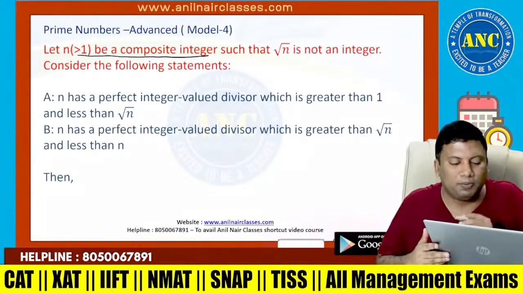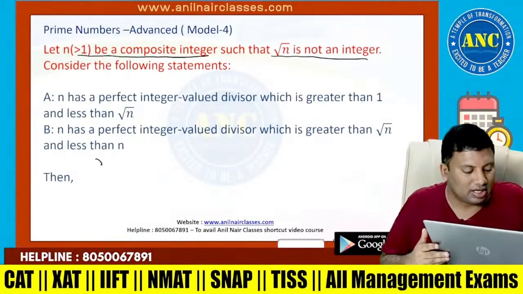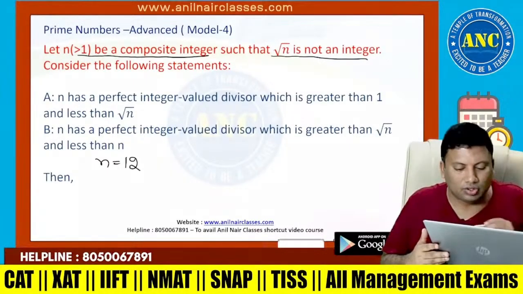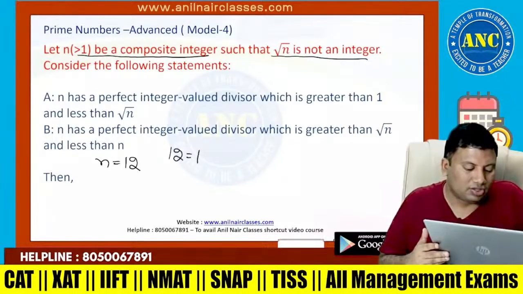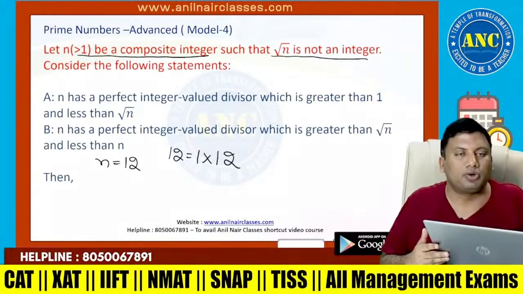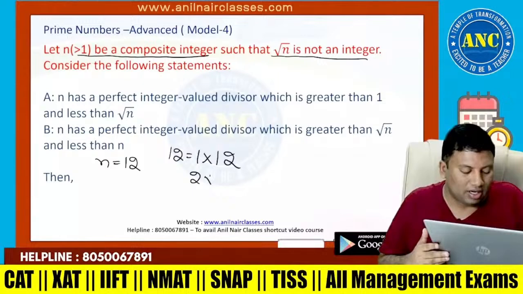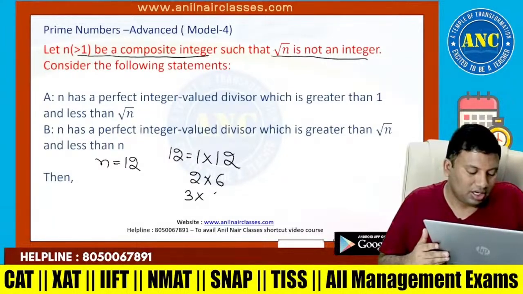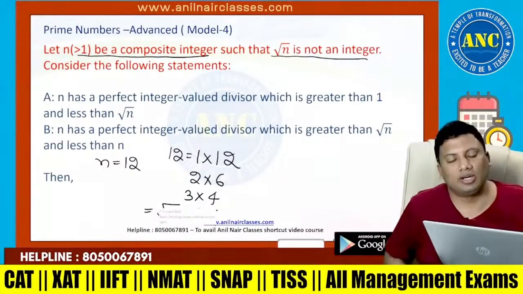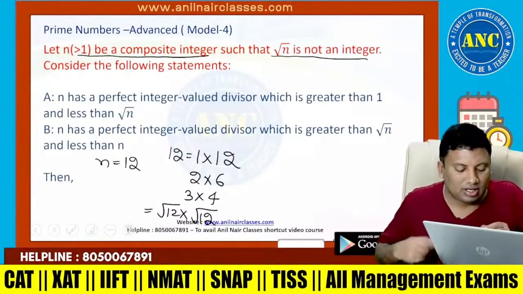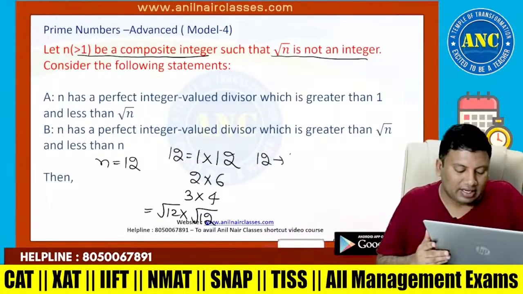N is a composite integer. Root n is not an integer. Suppose I take n equivalent to 12. 12 can be written as a product of two factors: 1 into 12, 2 into 6, 3 into 4. It can also be written with a non-integer, root 12 into root 12, which is nothing but 12. So if I write it like this: 1, 2, 3.